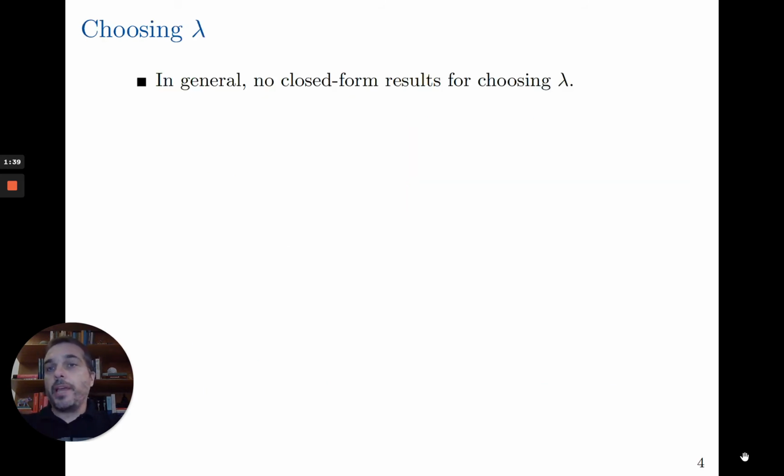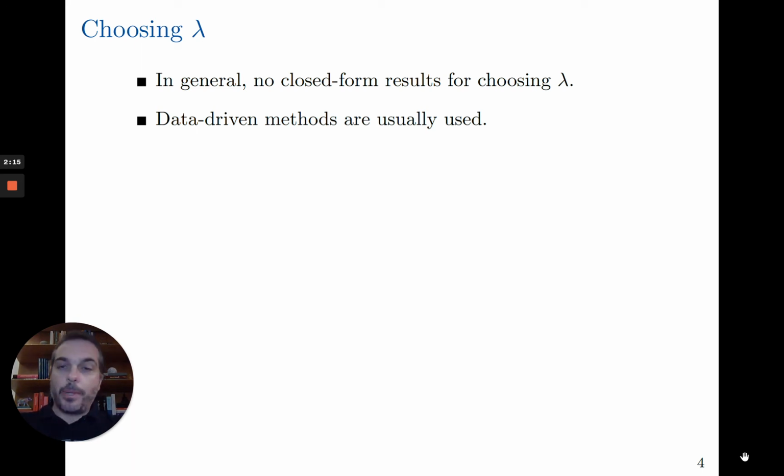In general, we have to choose the parameter lambda in the ridge regression, the penalty term, and this applies to any regularization method that we are going to use. The problem is that in general there's no closed form solution that we can apply to pick the value of lambda. So we have to base our decision on the data, using data-driven methods to select the penalty parameter.